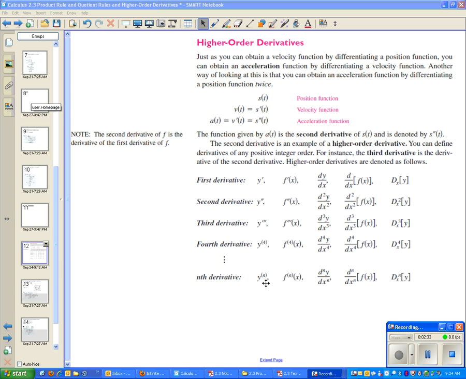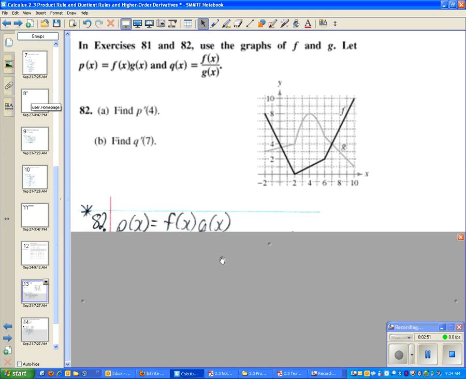So in general, the nth derivative would be y with, in parentheses, an n up there. So that's the nth derivative of y, the nth derivative of f of x, and so forth. Make sense? All right. Let's take a look at a couple of examples before I give you your assignment.